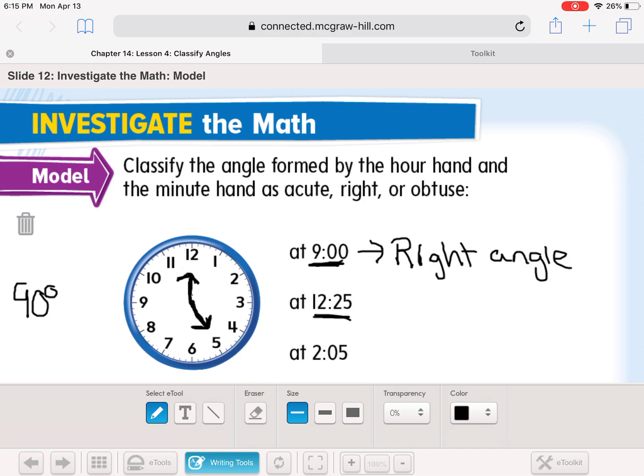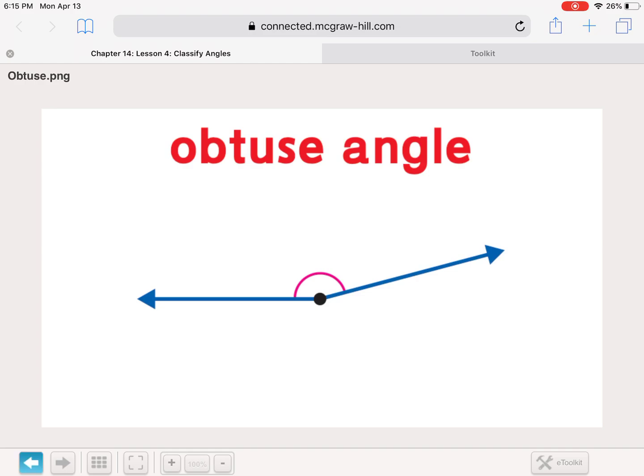Now I need to figure out, is that a right angle, an acute angle, or an obtuse angle? If I look back at my pictures of what makes an obtuse angle, remember, an obtuse angle is going to be greater than 90 degrees, so greater than that L-shaped, but it's going to be less than 180 degrees, which is a straight line.